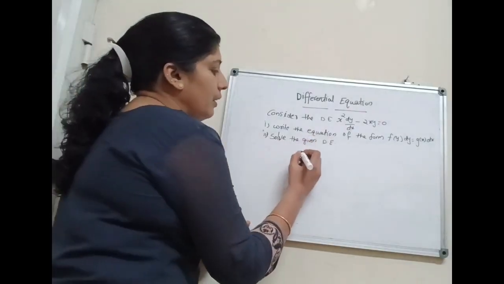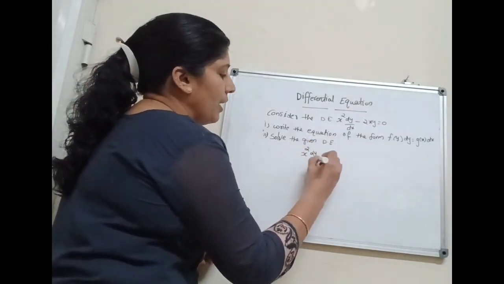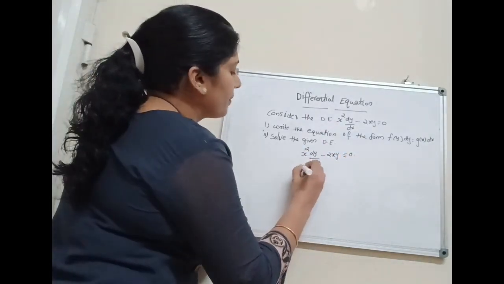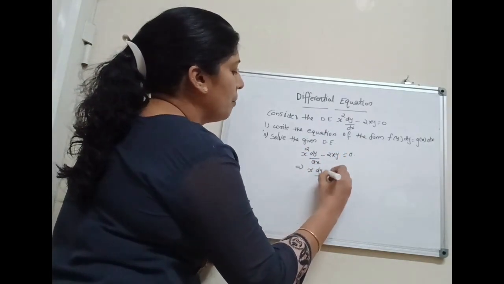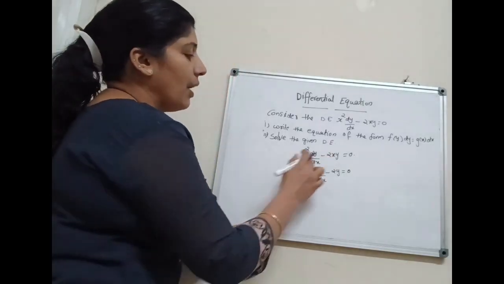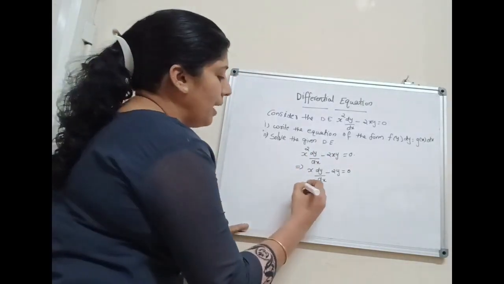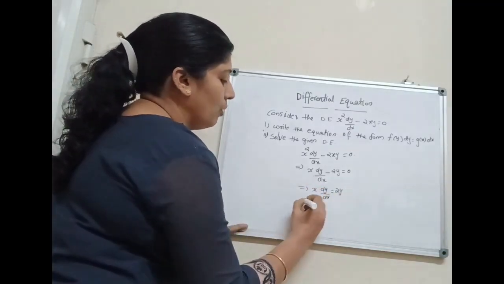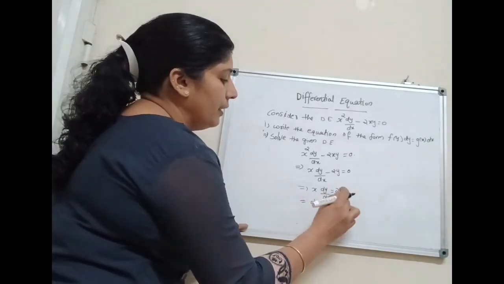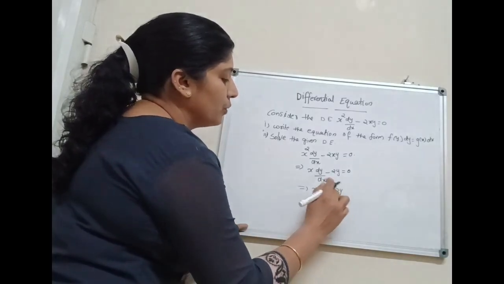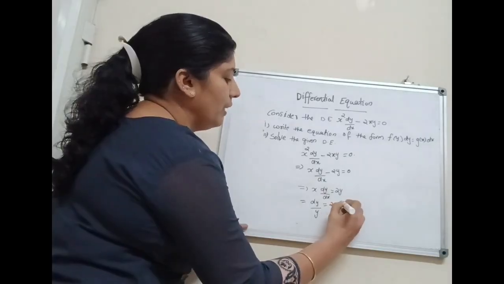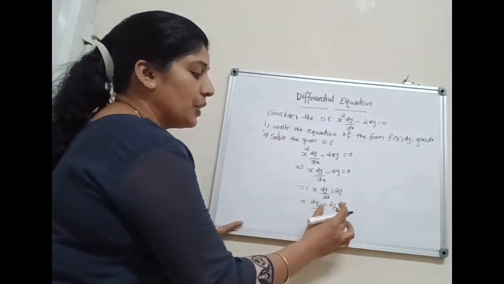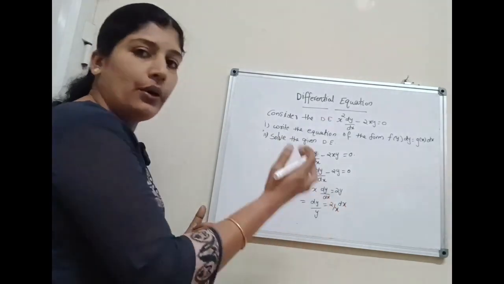Here, the given differential equation is x square dy by dx minus 2xy equal to 0. That implies x into dy by dx minus 2y equal to 0, throughout dividing by x. That implies x into dy by dx equal to 2y. It is equal to what? dy divided by y equal to 2 divided by x into dx. We have to arrange this differential equation in the form f of y dy equal to g of x dx, or n dy equal to m dx.